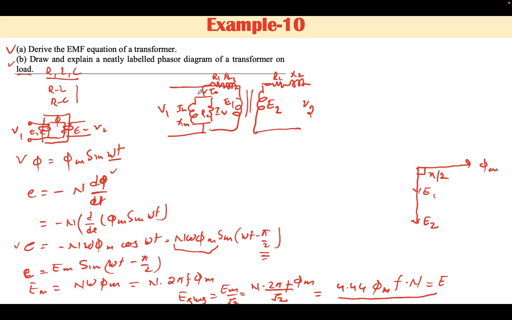We know on the primary side there is no load current. Even when there is no load connected across the transformer, current will flow in the primary, and that current is the no load current.